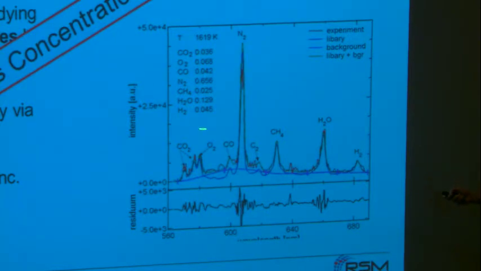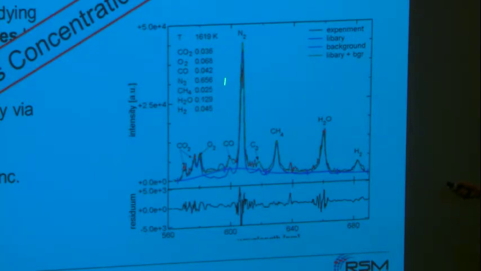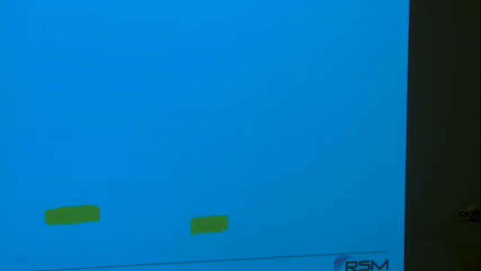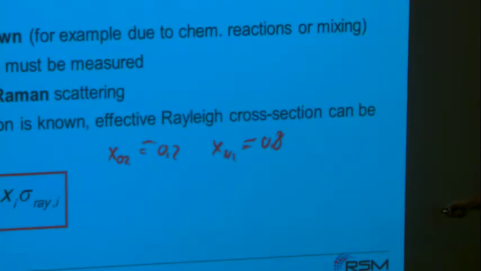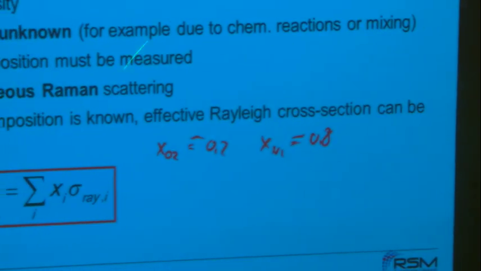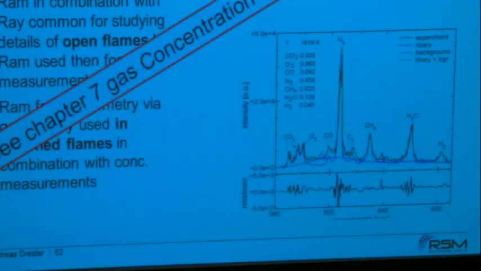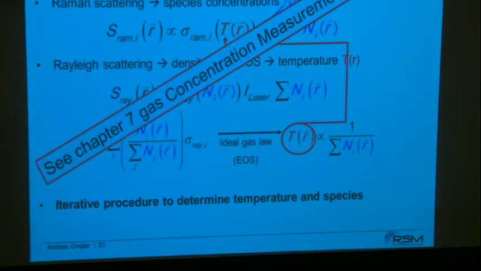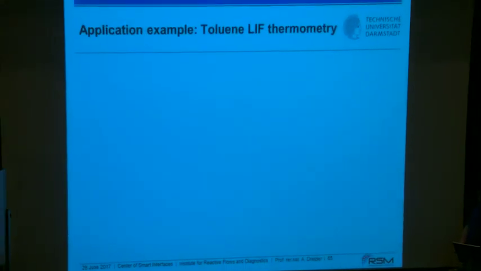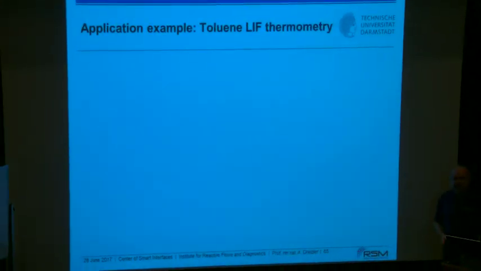The main species in a hydrocarbon flame, in a methane flame, are the CO2, the O2, the CO, the N2, the methane, water, and hydrogen. And that is then the gas composition. This gas composition goes into this formula. Then you have the effect of cross-section. And with that, you can deduce the temperature. That is something I will explain later on. OK. Are there any questions about that principle?